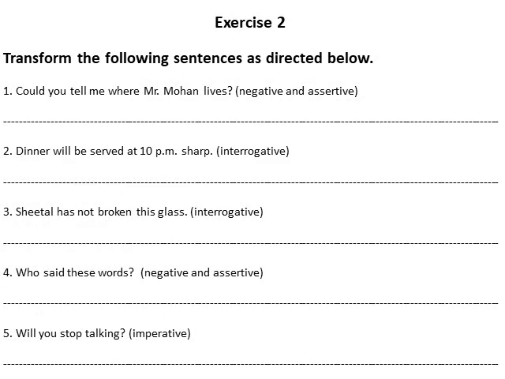In this exercise, you have to transform the following sentences as directed in the brackets below. Like in the first sentence, could you tell me where Mr. Mohan lives? Here you have to convert it into negative and assertive. This exercise also you can do in your practice notebook.